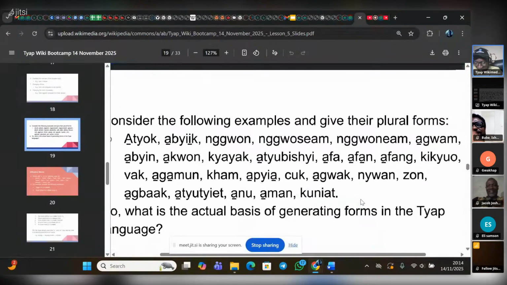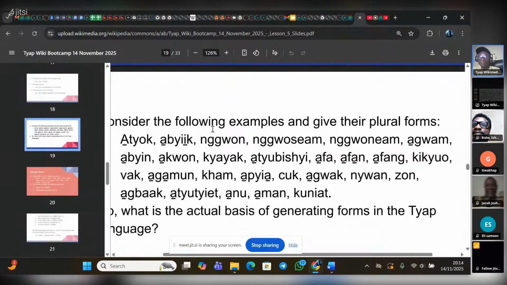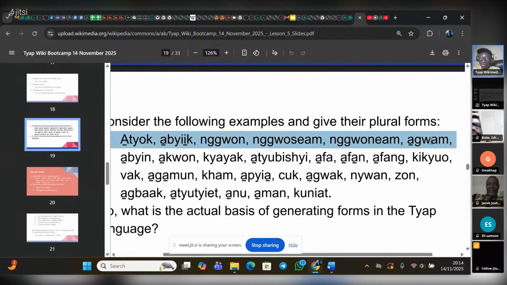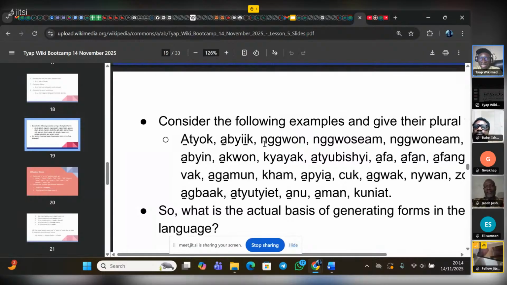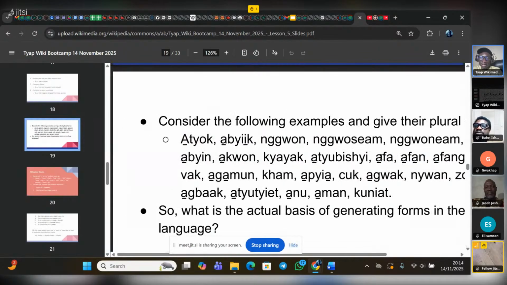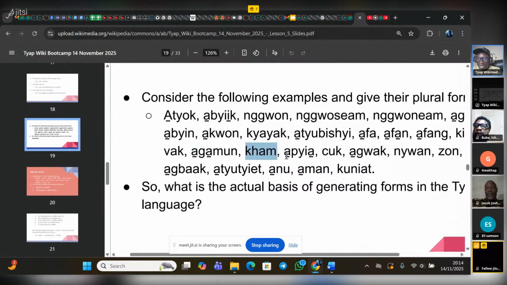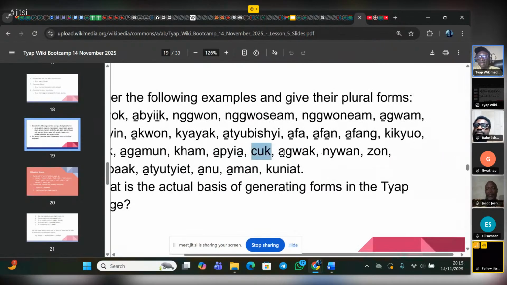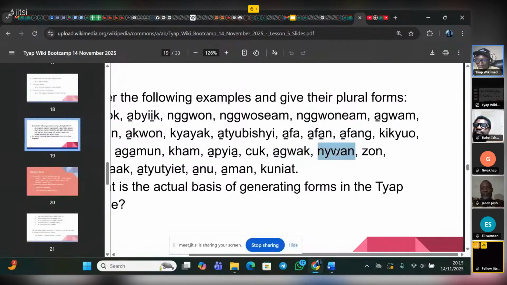So Ochok is man, object, woman, Ngwan, child, Ngosiam, boy, Ngoniam, girl, Agwam, king or ruler or chief, Abjin, land, Akwan, tree, Kaya, food, Atubishi, human being, belly, fish, stone, Kikyo, leaf, road, Agamun, mosquito, calabash, head, Chu, seat or chair, and then Ogwak, an expert, a professional, an oga, if you are to say it in English, or pidgin English, and or Yoruba.